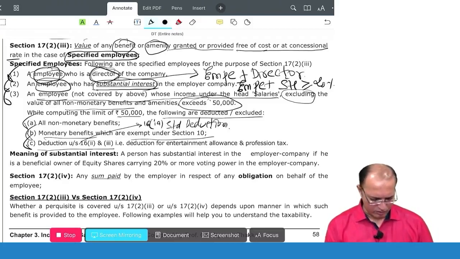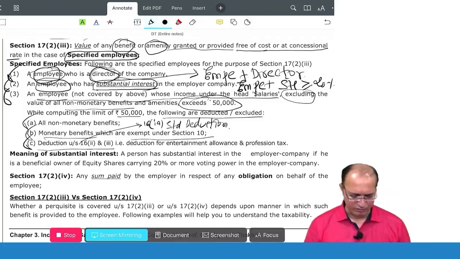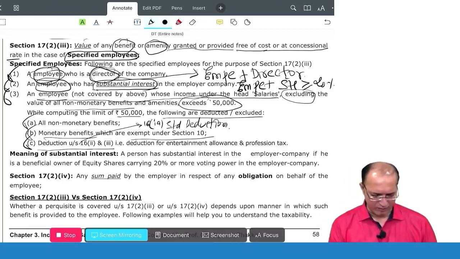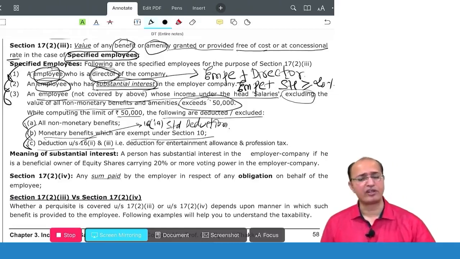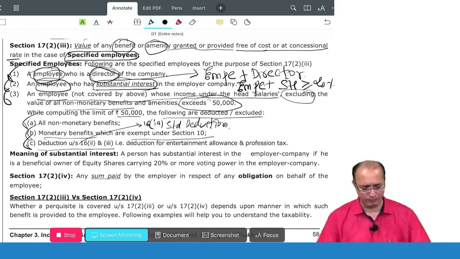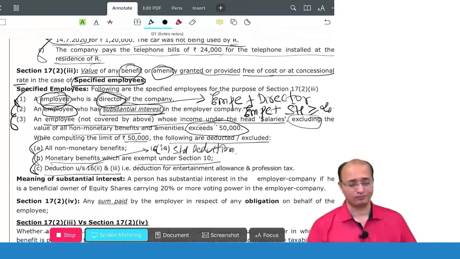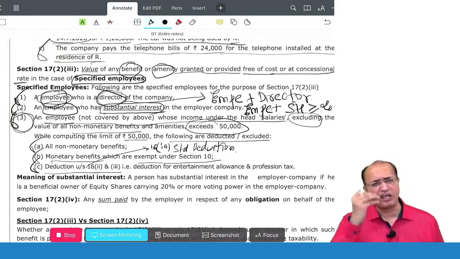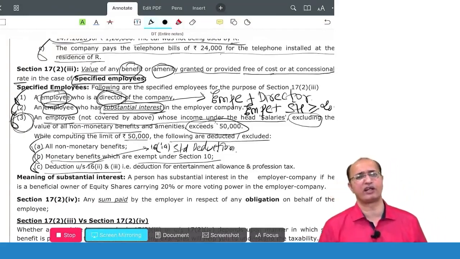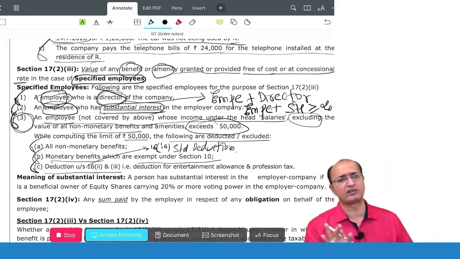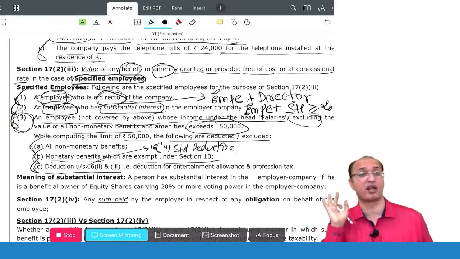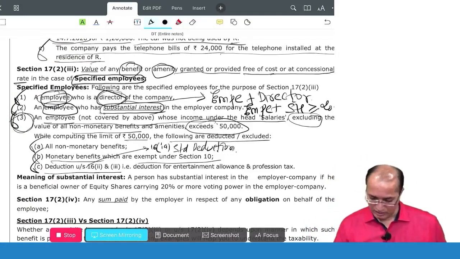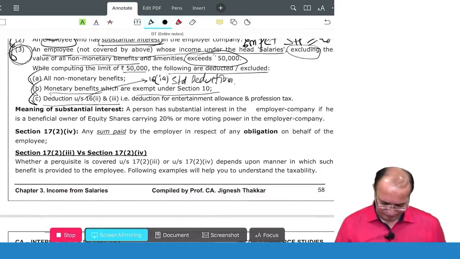Thereafter, whatever salary is arrived at, that is called monetary salary. If that monetary salary is more than 50,000, then we can call that employee a specified employee. And because of this point number 3, every employee in this world is a specified employee because every person is earning more than 50,000 per annum. Is that very, very clear?